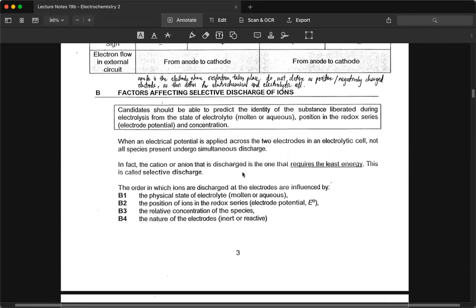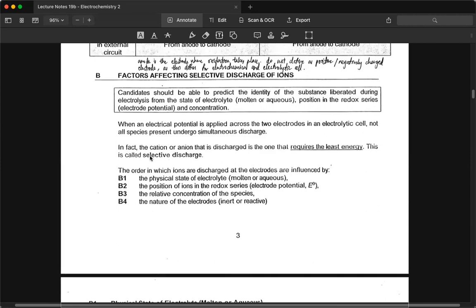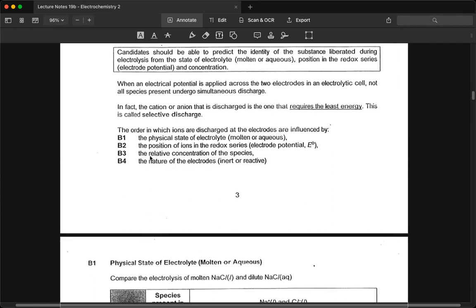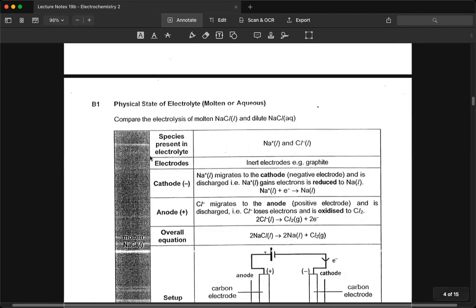What are the factors affecting selective discharge of ions? When an electrical potential is applied across the two electrodes in the electrolytic cell, not all species present undergo simultaneous discharge. In fact, the cation or anion that is discharged is the one that requires the least energy. This is called selective discharge. The order in which ions are discharged is influenced by the physical state of the electrolyte, the position of ions in the redox series, the relative concentration of the species, and the nature of the electrodes.